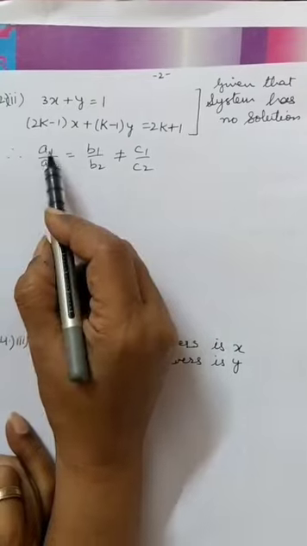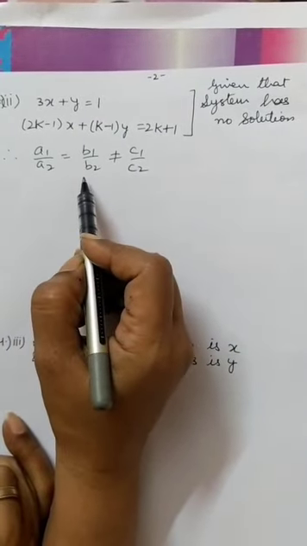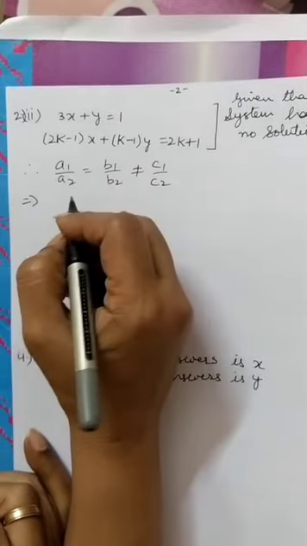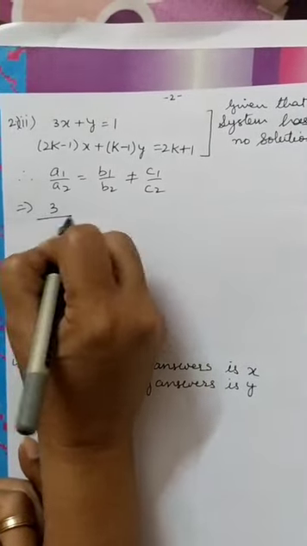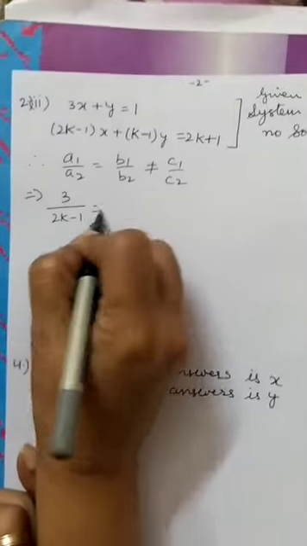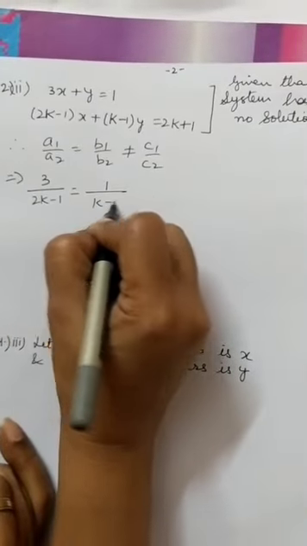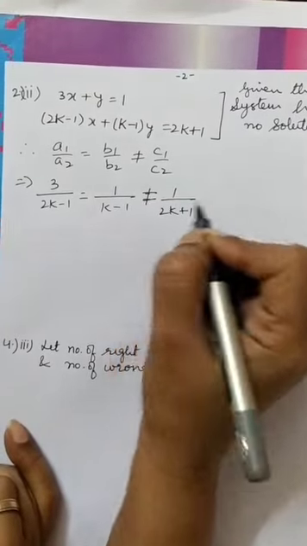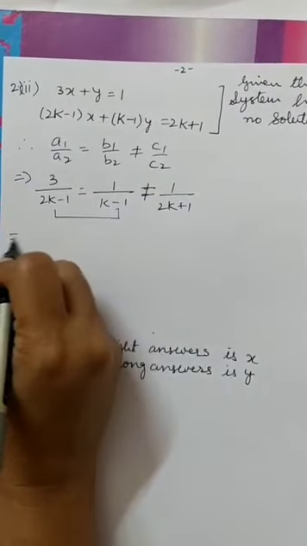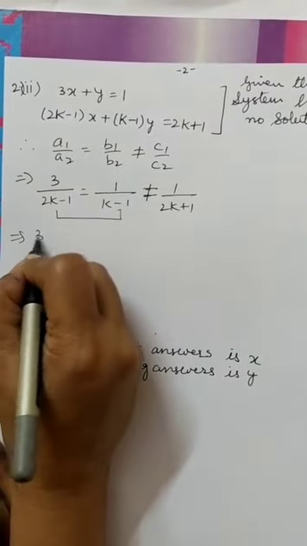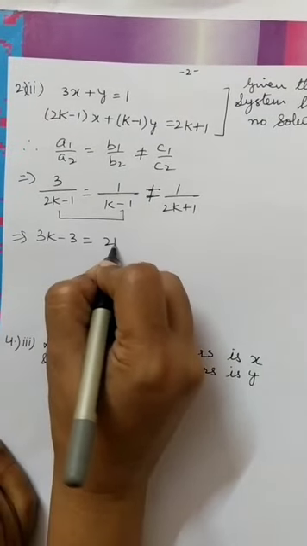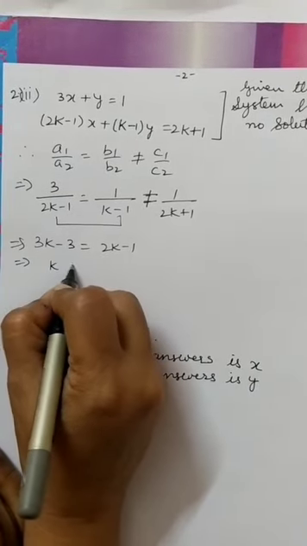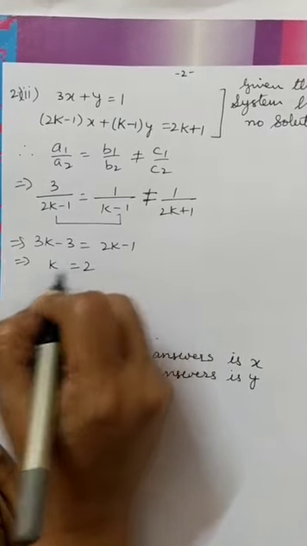No solution means a1 upon a2 is equal to b1 upon b2 but not equal to c1 upon c2. Let us put the values: 3 upon 2k minus 1 is equal to 1 upon k minus 1 is not equal to 1 upon 2k plus 1. From the first two we cross multiply and we get k minus 3 is equal to 2k minus 1. Or we can say that k is equal to 2.